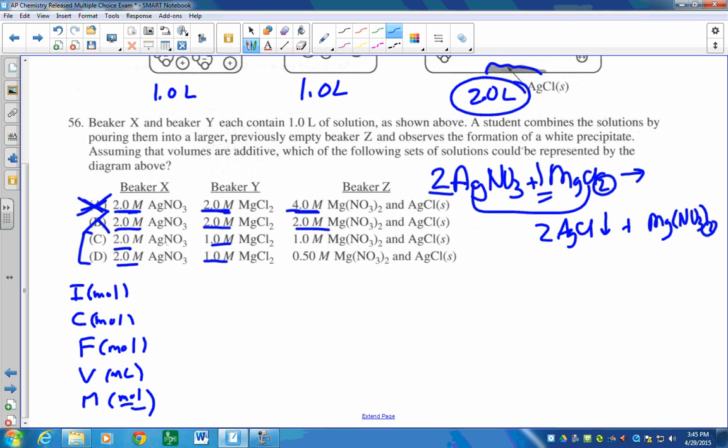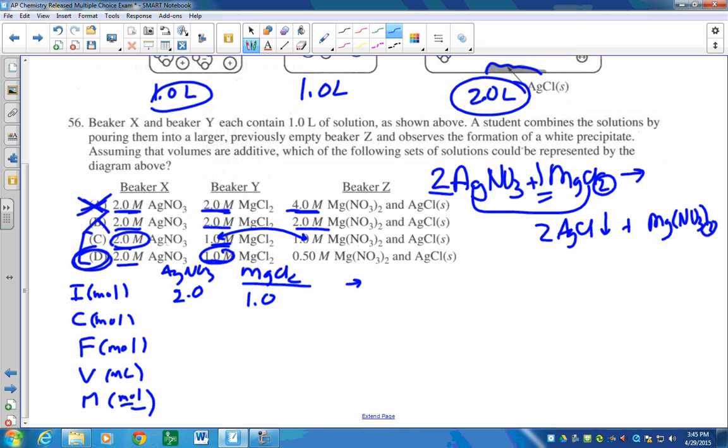Okay, so let me just convince you that D is right. The reason why I'm throwing out C is the concentration can't stay the same, because when you double the volume, the concentration should change. Okay, so here's the deal. 2 moles per liter times 1 liter is 2 moles. So AgNO3 is 2 moles. And then MgCl2, now I'm doing D, is 1 mole, because 1 mole per liter times 1 liter. And then MgNO3 is 0. And AgCl we don't even think about because solids don't have concentrations.